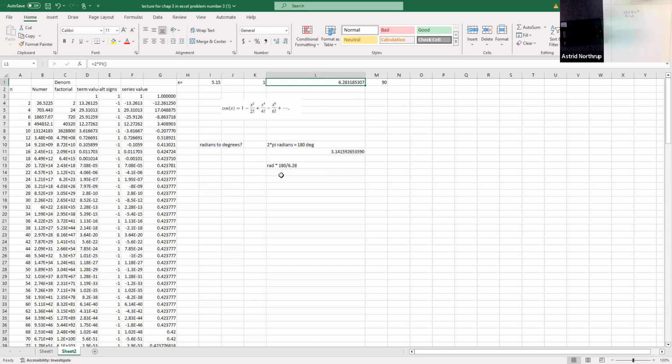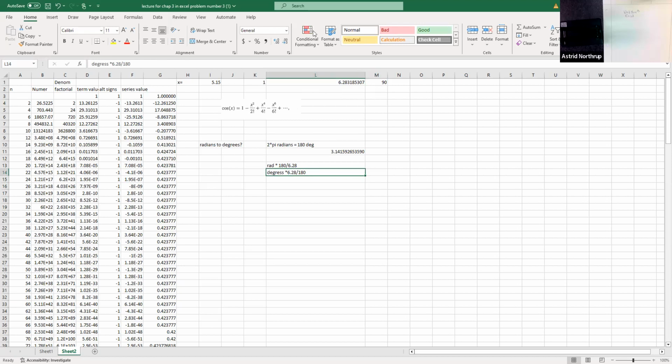If I'm going from the other way around, if I start with degrees and I want to change it into radians, I would do the opposite conversion factor. So in other words, I would take that number times 2 pi, 6.28, round it off, and divide it by 180. And that's how to convert to radians. So those are the 2 conversion factors that you can use to go back and forth.